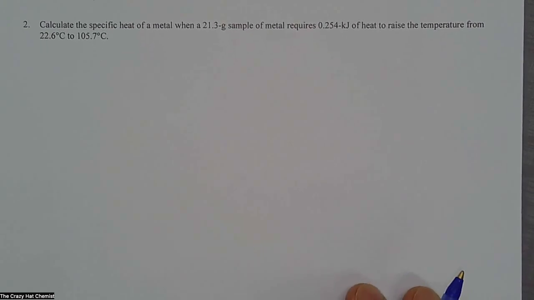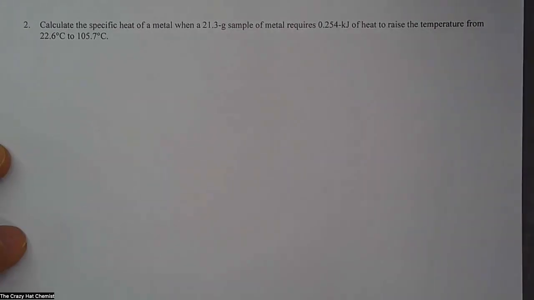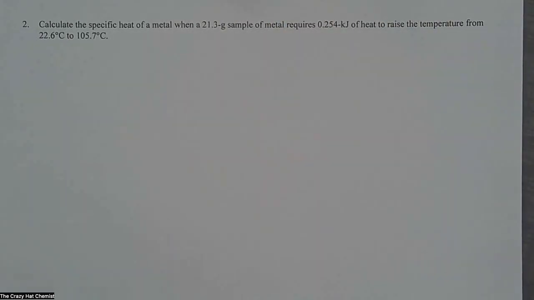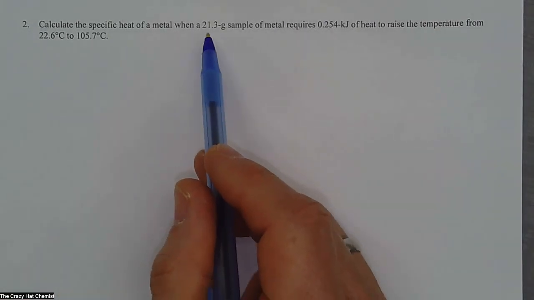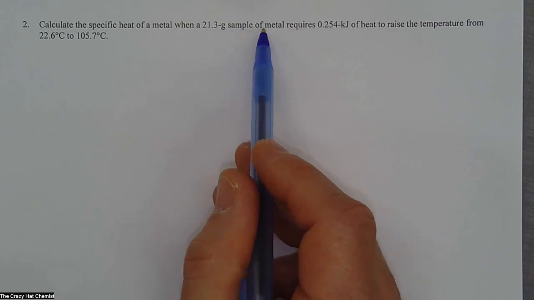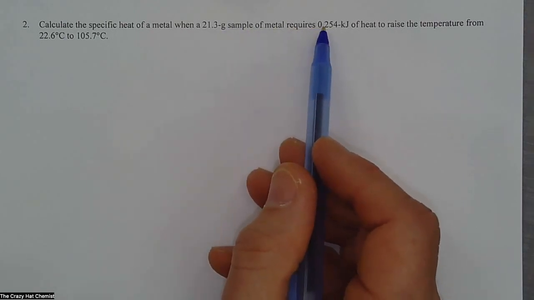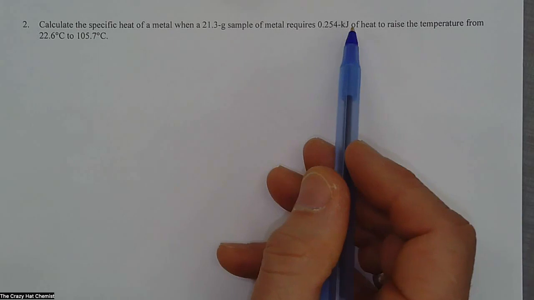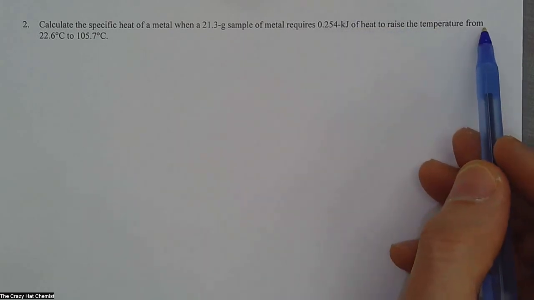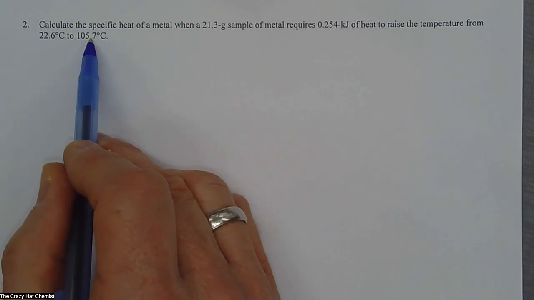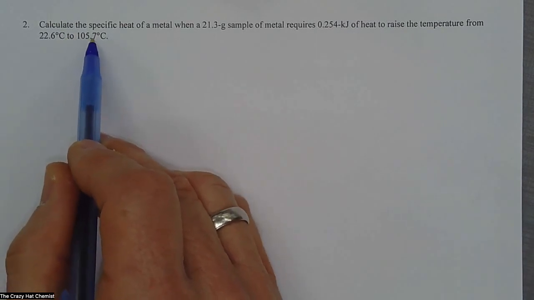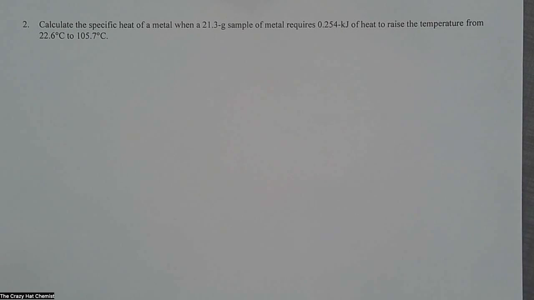And here is problem number 2. All right, problem number 2 says calculate the specific heat of a metal when a 21.3 grams sample of metal requires 0.254 kilojoules of heat to raise the temperature from 22.6 degrees Celsius to 105.5 0.7 degrees Celsius.